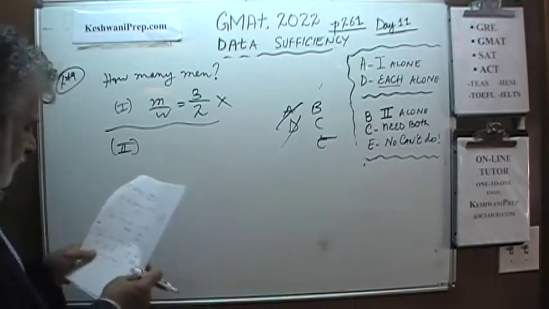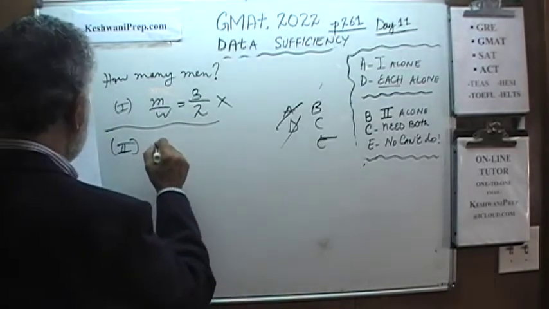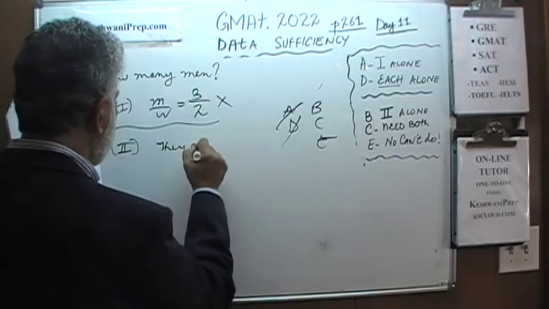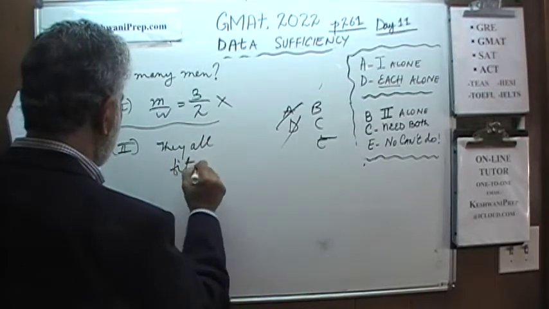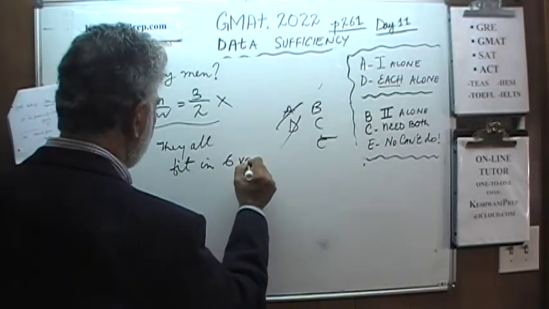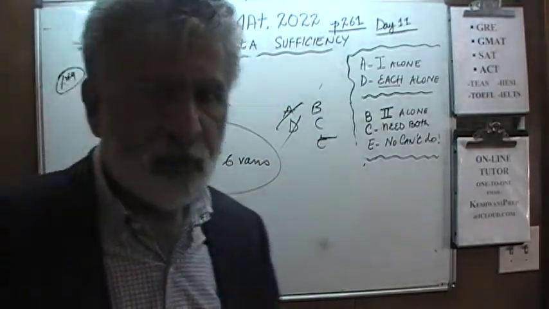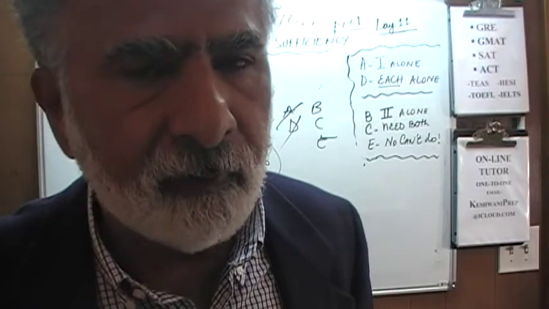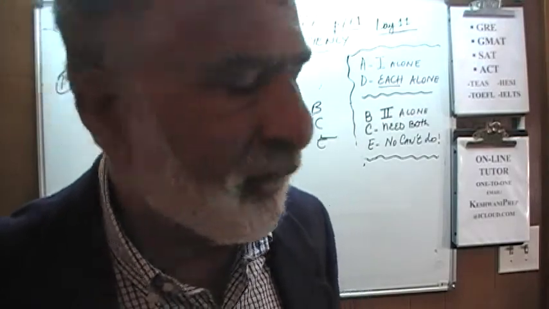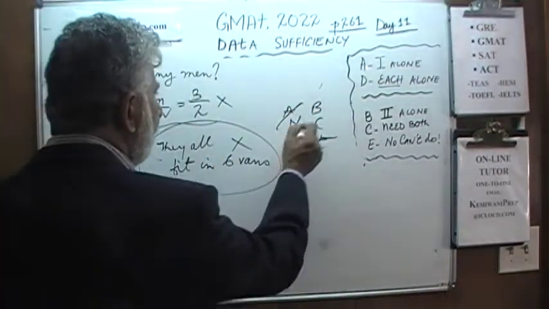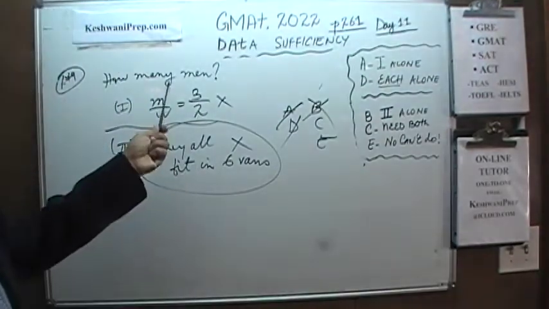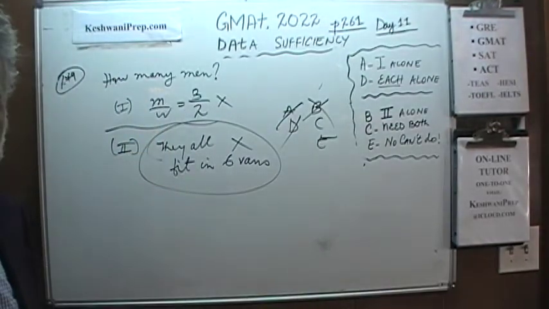The second statement tells us that they all fit in six vans. There you go. By golly, that's very useful. The second statement goes on to tell us that if you were to put them in vans, they can all fit nicely in six vans. That's just silly. How can we figure out how many men there are simply by knowing that they all fit in six vans?